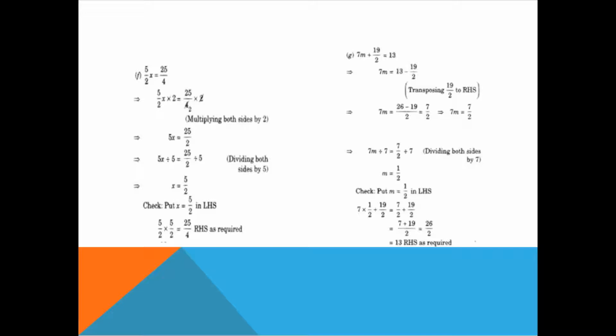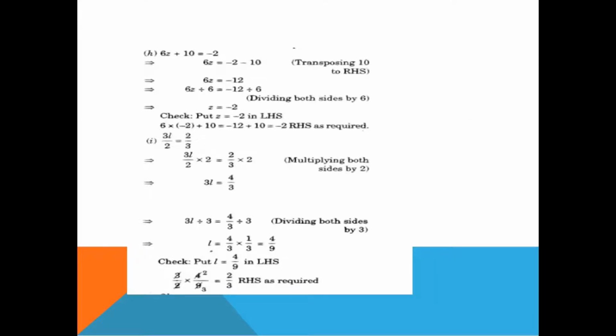Now checking, putting x is equal to 5 by 2 in your LHS, that is 5 by 2 into 5 by 2 will become 25 by 4, which is your RHS. So in the same way, now we have checked our answer. The answer is correct. You can try for G part.